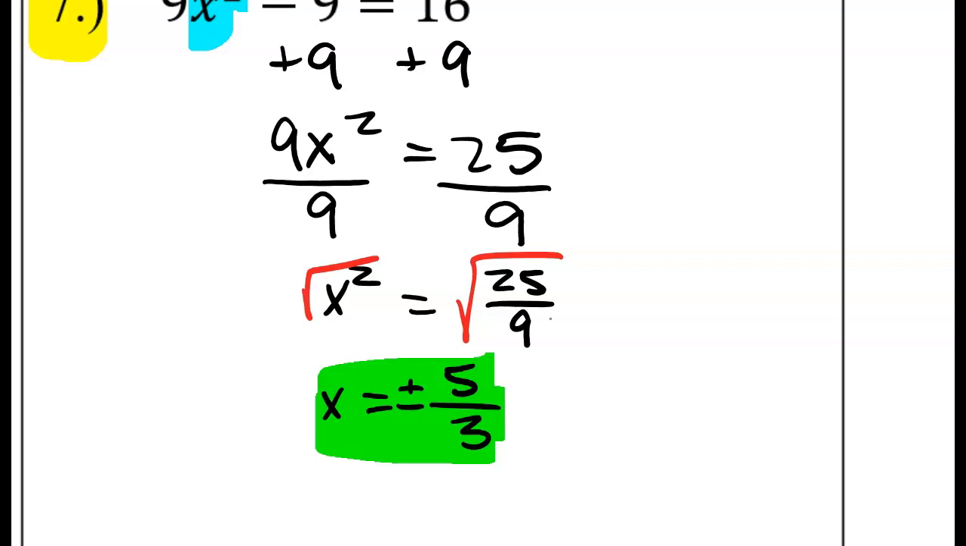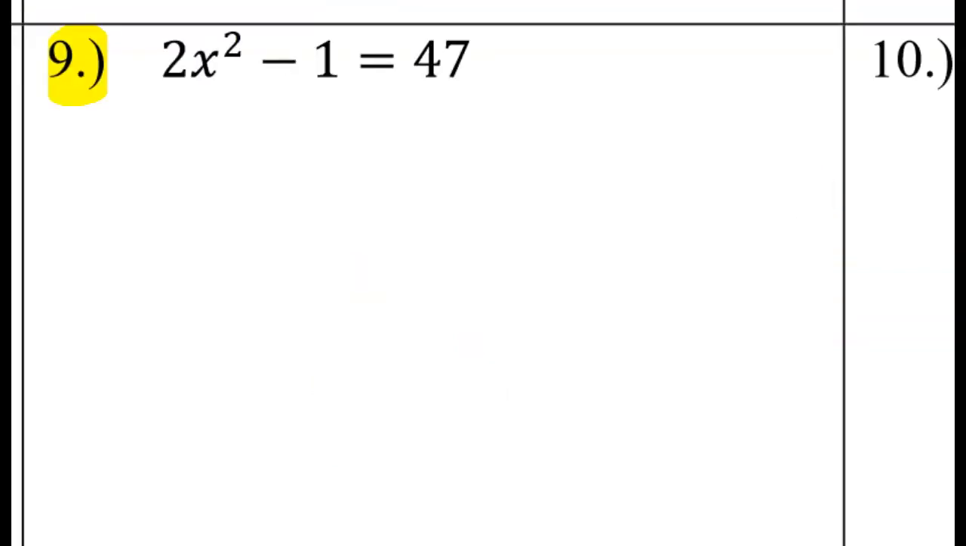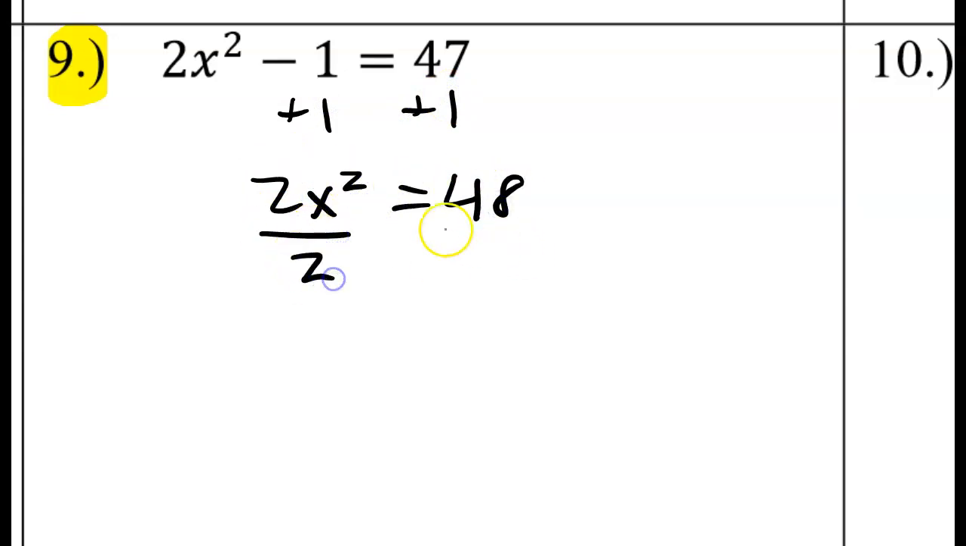Let's do one more example. So again, first step, isolate the x squared term. So if I add 1 to both sides, start doing my algebra, 2x squared is equal to 48. Divide both sides by 2. I get x squared is equal to 24.